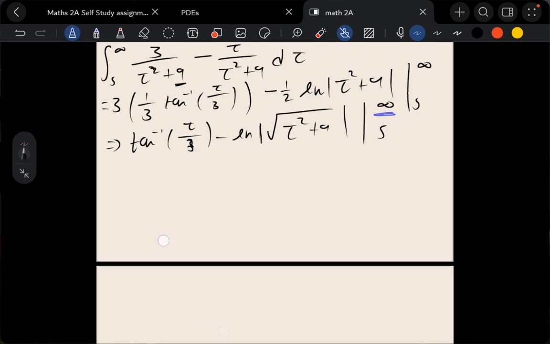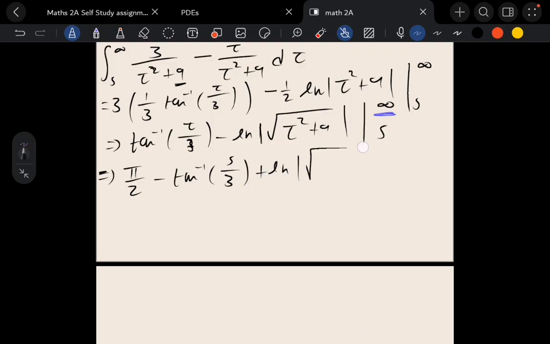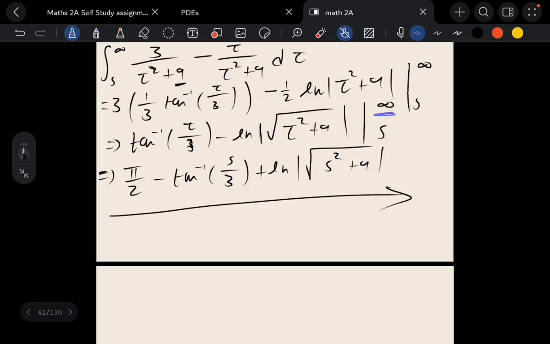So I'm going to have pi over 2. When you substitute infinity into ln, the answer is 0, you know that. So now it's going to be minus the arctangent of s over 3 plus the ln of the square root of s squared plus 9. So this is your final answer.